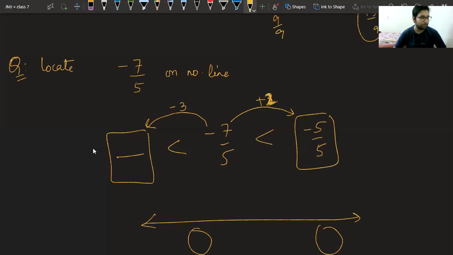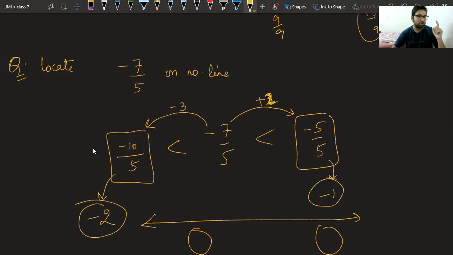I will give you one more example like this. Don't worry. So when you add minus 3, what will happen? Minus 3 and minus 7 become minus 10. So minus 10 upon 5. So we have obtained the smaller number as minus 2, the larger number as minus 1. So this is the concept. We have got minus 2 and minus 1 as the smaller and larger number.